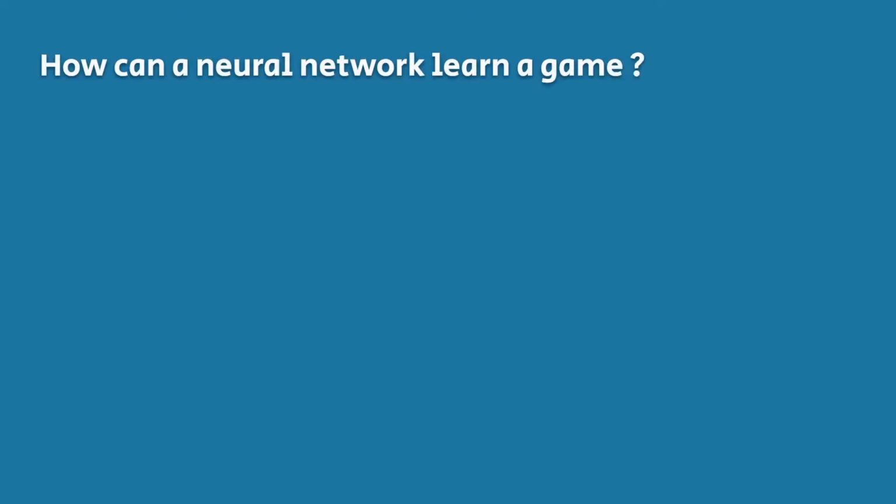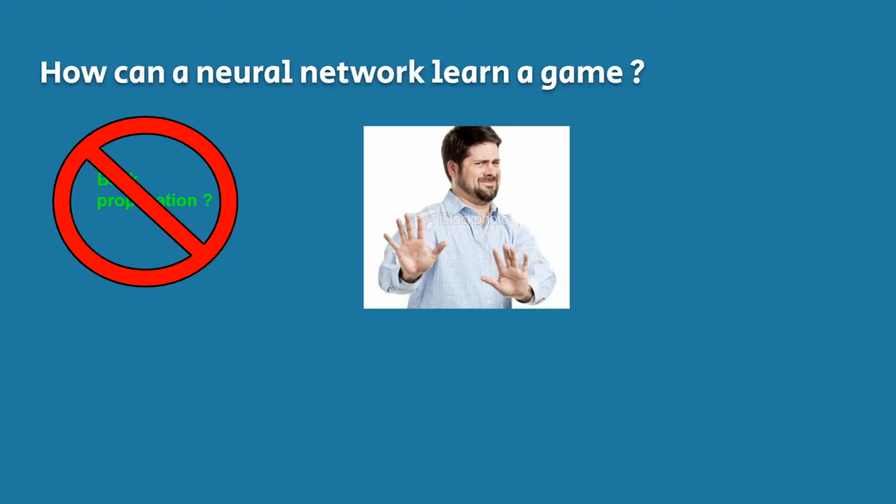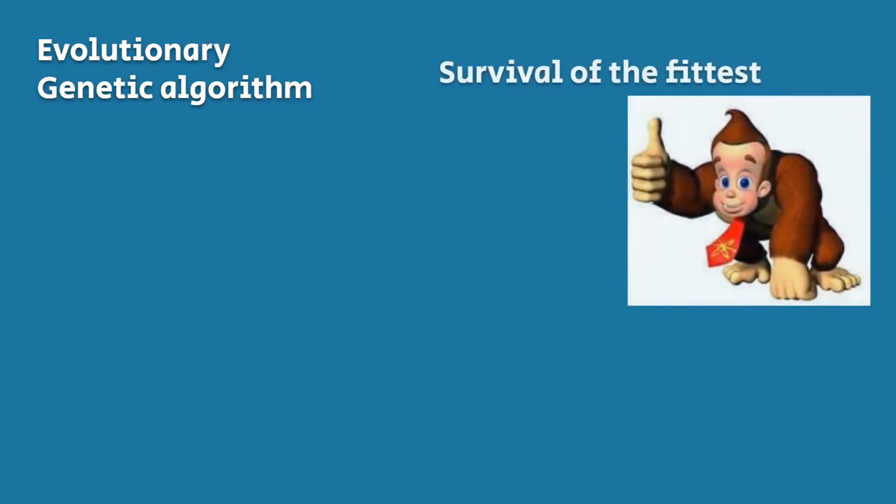So let's move on to how this neural network will actually learn. If you know a bit about neural networks, you might think it will learn through backpropagation. But for this type of network, we won't be using it because it would involve giving it the correct answers, which would be too hard to program. Instead, we will be using a better algorithm called the evolutionary genetic algorithm. Or as I like to call it, survival of the fittest.